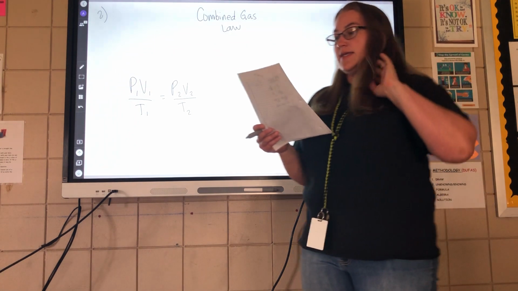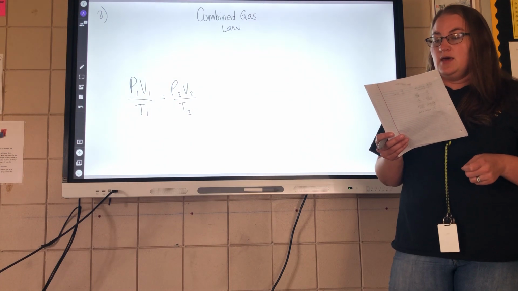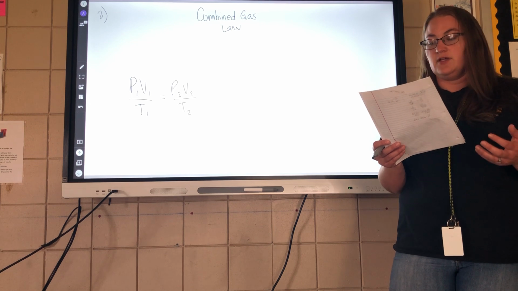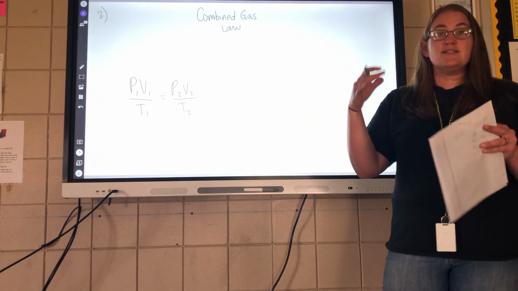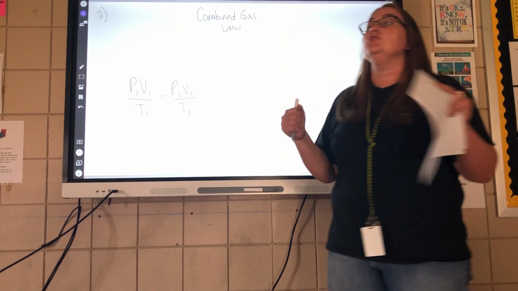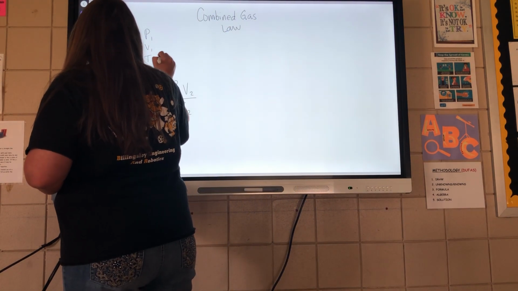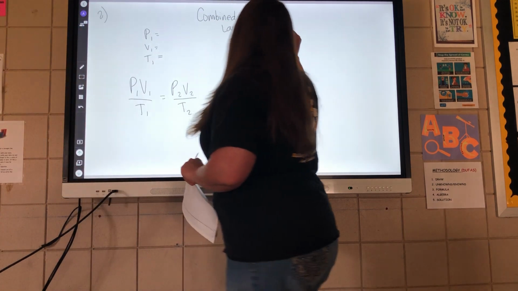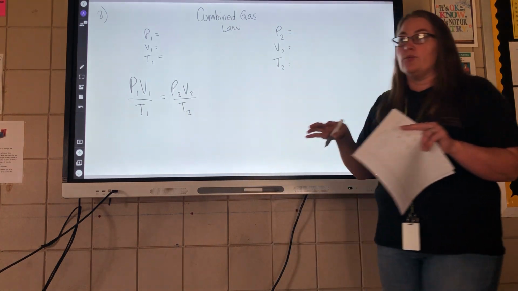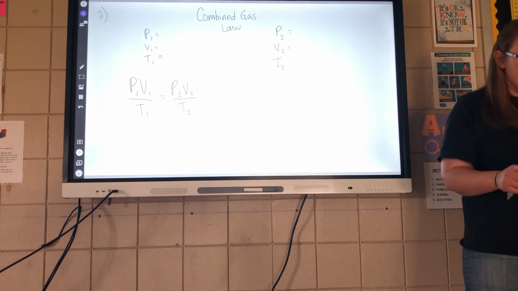A 5-liter air sample has a pressure of 107 kilopascals at a temperature of negative 50 degrees Celsius. If the temperature is raised to 102 degrees Celsius and the volume expands to 7 liters, what will the new pressure be? That's a lot of information in 2 sentences. That's why I cannot stress to you enough, write down all your values so you can see what you have and what you don't have and keep from getting overwhelmed by the sentences. And take it one number at a time.